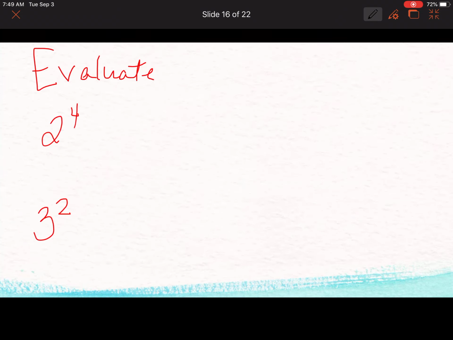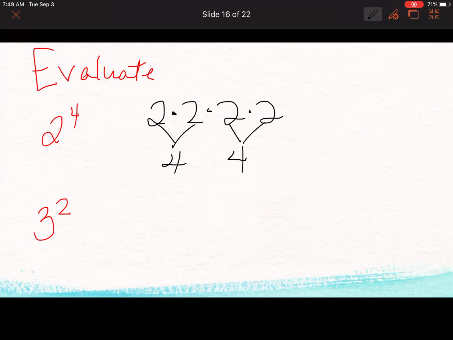So we're going to start by evaluating exponents first. So here we have 2 to the 4th. I'm going to write this out in what we call expanded form. So I just take 2 and I multiply it by itself 4 times. 2 times 2 is 4, 2 times 2 is 4, then I multiply those together. 4 times 4 is 16, and that's your answer.